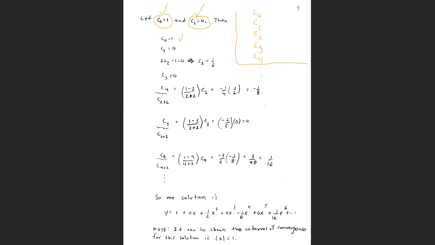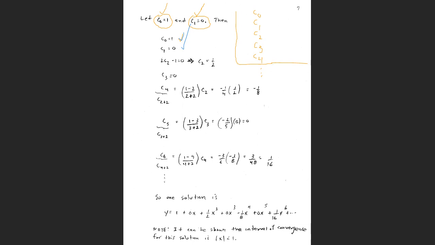Will WebAssign tell you to assume C sub 0 equals 1 and C sub 1 equals 0? It won't tell you, but I'm telling you that's what they do. That's a good question, Matthew. They let C sub 0 equal 1 and C sub 1 equal 0, because those are the easiest values to pick.